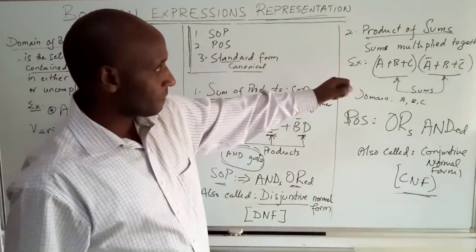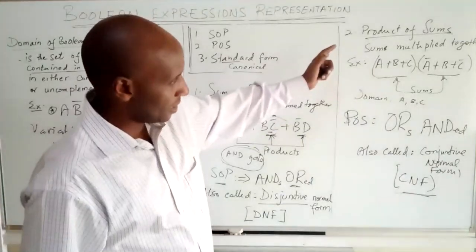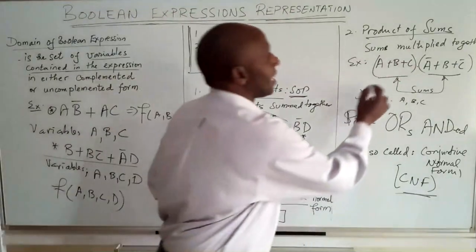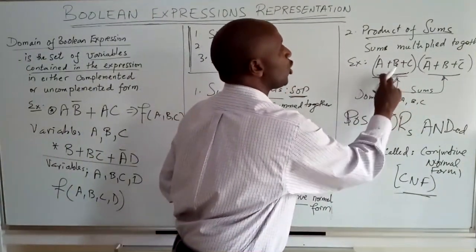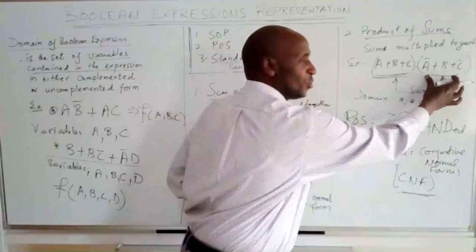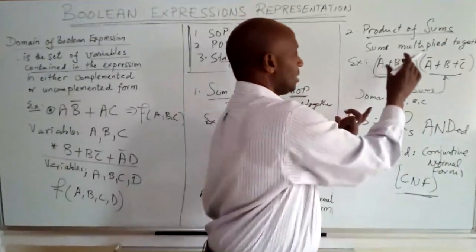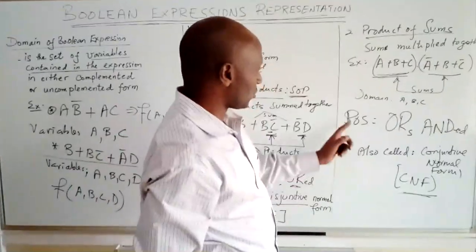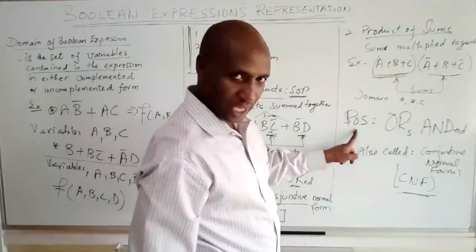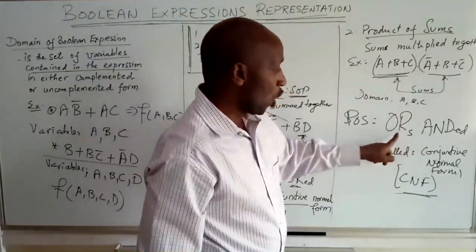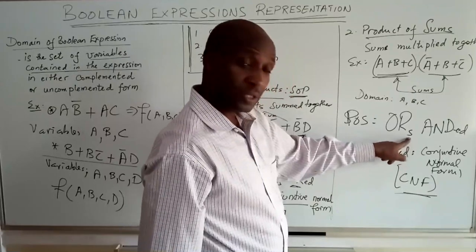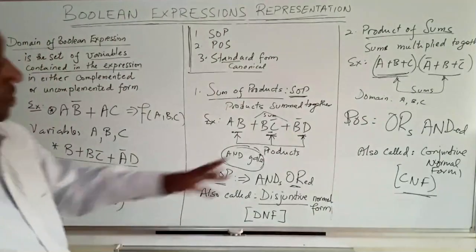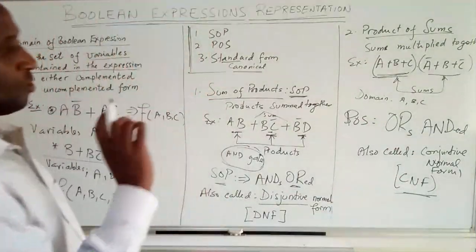For the other side, product of sums are sums multiplied together, where one sum is equivalent to an OR gate, another sum is equivalent to an OR gate. So take one OR with another OR, multiply, that is an AND gate. So that's what we can say the product of sums is equivalent to ORs, many ORs, ANDed together. Good. So in other words, we call them conjunctive normal form, or CNF.